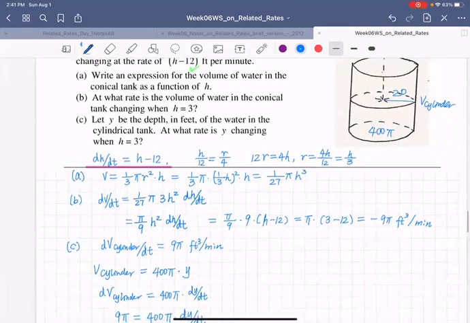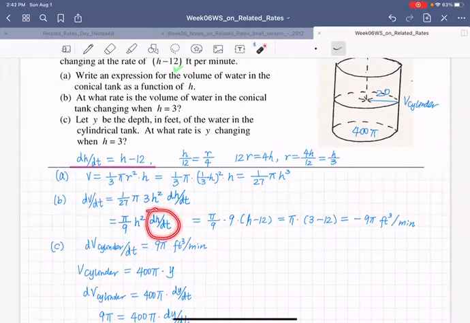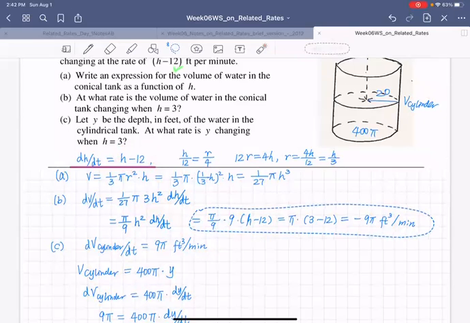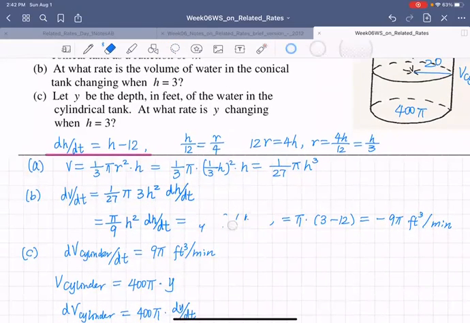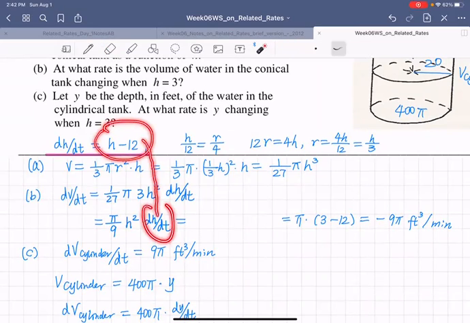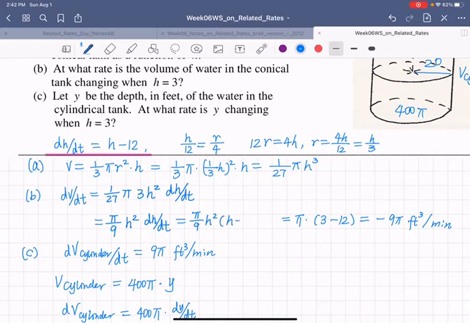Okay, so now dh over dt is this, right? Can we plug in? We can plug in, right? So let's plug in. Use this guy, replace this guy. Pi over 9 times h minus 12. Okay.